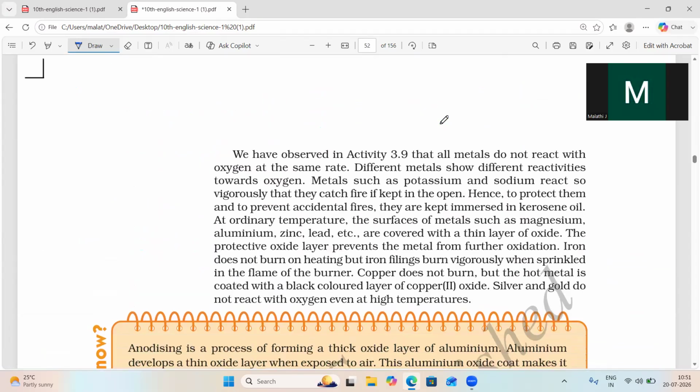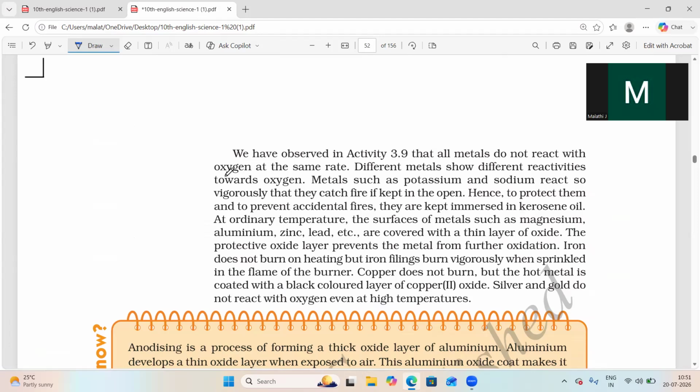One main important thing: all metals do not react with oxygen in the same way. Different metals show different reactivities towards oxygen. As I said, when potassium and sodium react vigorously, they will catch fire if you keep them open. All metals react with oxygen, but with potassium and sodium the reaction is very vigorous and very quick, and they will catch fire.